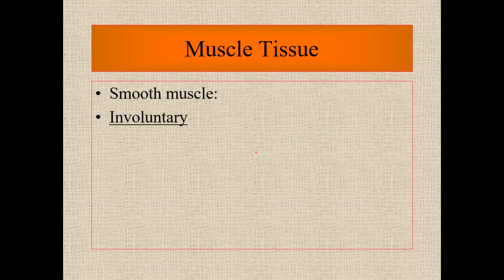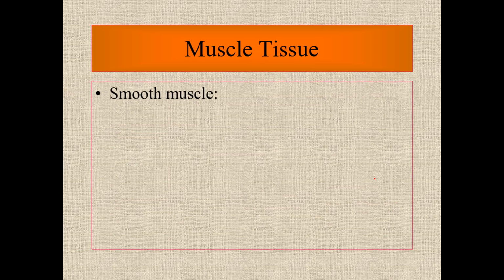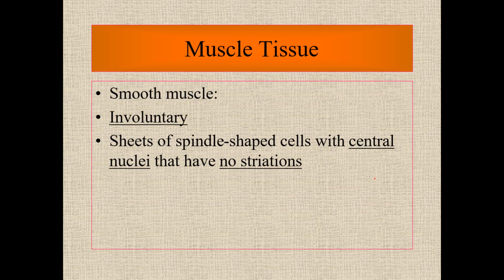Finally, we have smooth muscle. It is involuntary. Oh, and just to be clear, these intercalated discs, that was our special characteristic that is unique to cardiac muscle. Skeletal muscle didn't have any, so we just have to worry about those three things. Cardiac muscle, those three things plus that special characteristic. Smooth muscle, involuntary, one nucleus, no striations. So that takes care of our three things.